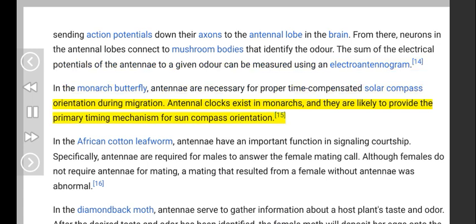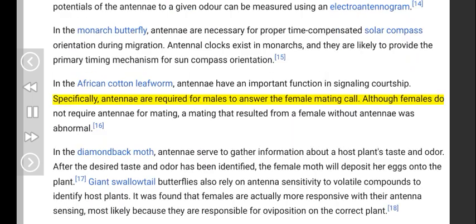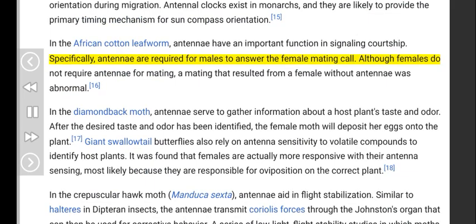Antennal clocks exist in monarchs, and they are likely to provide the primary timing mechanism for sun compass orientation. 15. In the African cotton leafworm, antennae have an important function in signaling courtship. Specifically, antennae are required for males to answer the female mating call. Females do not require antennae for mating. A mating that resulted from a female without antennae was abnormal.